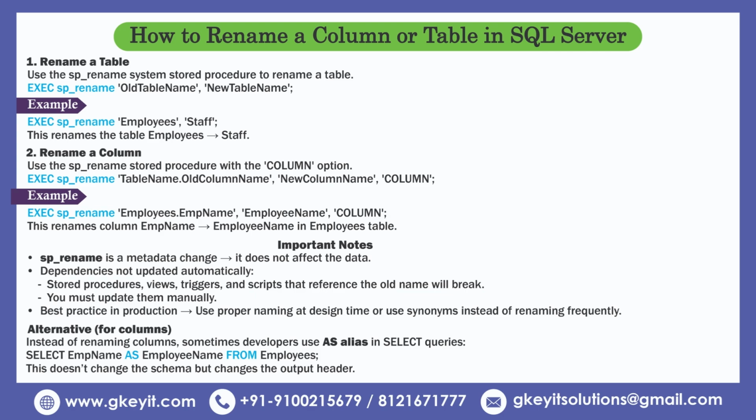In that scenario, the best practice in production is to use proper naming design while you are designing a table or column. You must update them manually. In these scenarios, we can use an alternate way for columns. Instead of renaming columns, sometimes developers use an alias in select queries. Select ename as employee name from employees. This is going to display employee name for the emp name column. This doesn't change the schema but changes the output header.